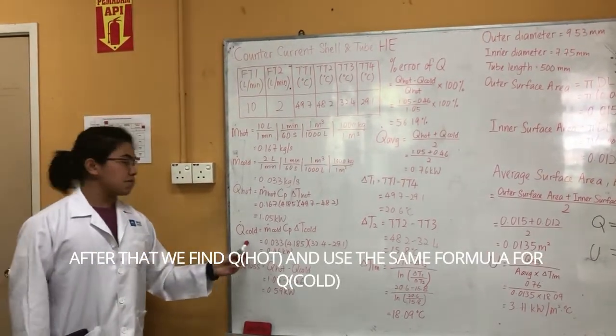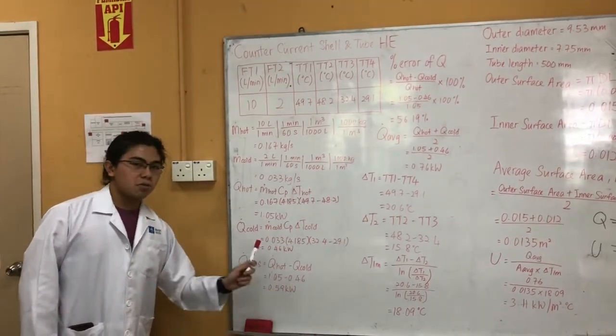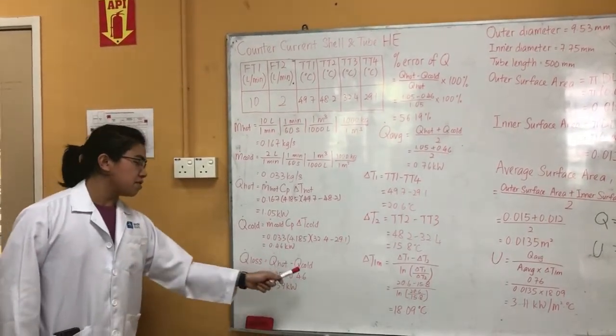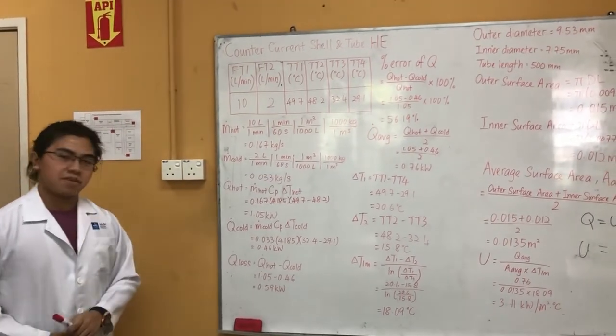So after that we found Q hot, and we use the same thing for Q cold. For Q cold we did the same calculations, and we got 0.46 kilowatts, where we substitute inside this equation Q loss equals Q hot minus Q cold. Therefore, we got 0.59 kilowatts.